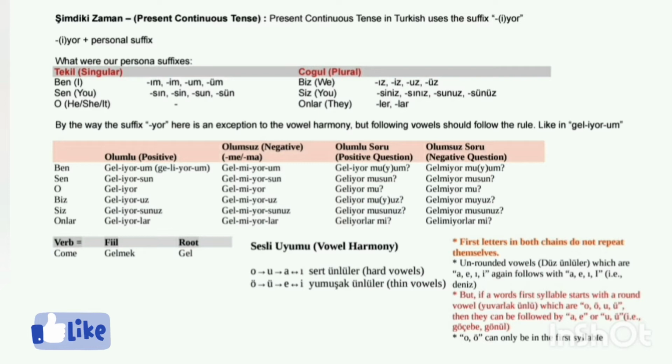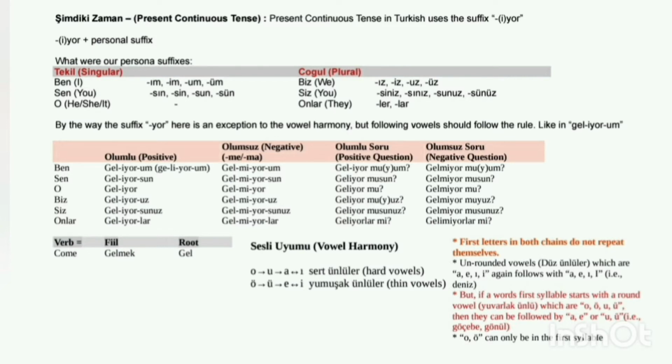Okay, let's continue then. Let's give an example. Let's take the verb come. Gelmek, gelmek. What's our root? Gel. By the way, to add our tense, we need to find the root of the verb. Which is really easy because the mek, mak suffix makes it an infinitive. So when you remove the mek, mak, you will find our root. So gel is the root. So ben geliyorum. Ben geliyorum.